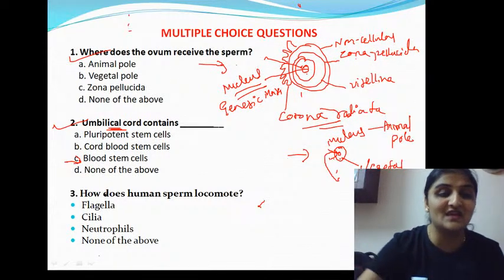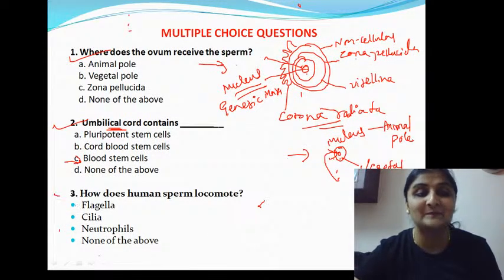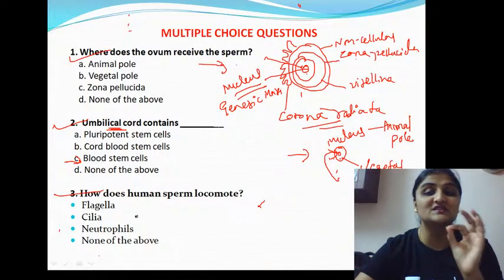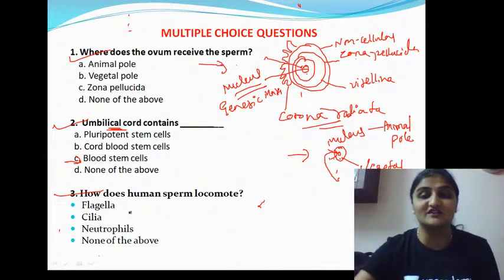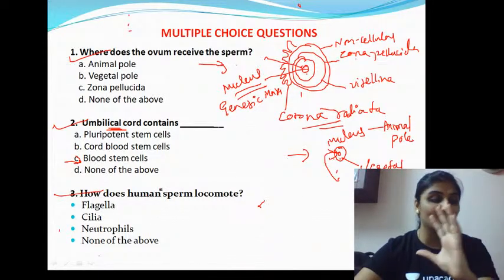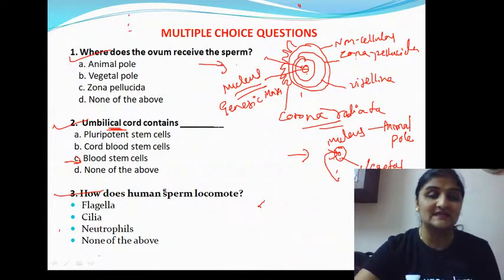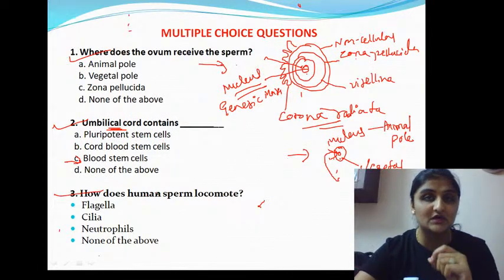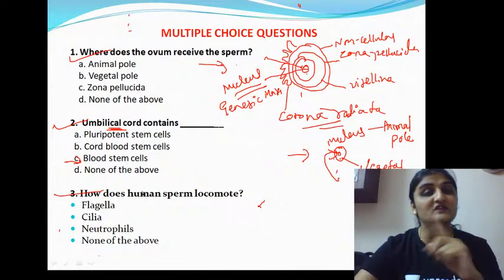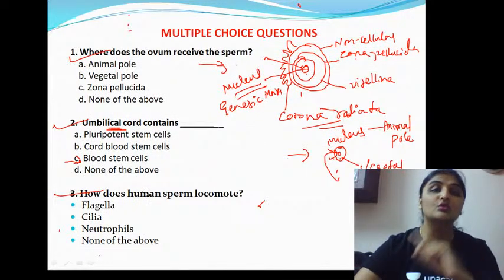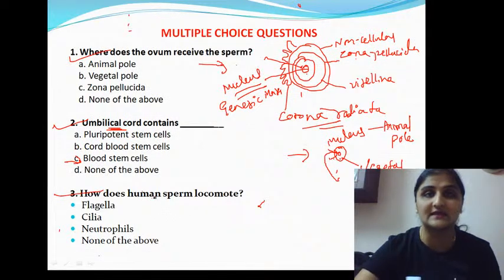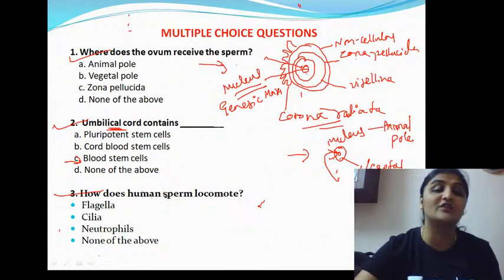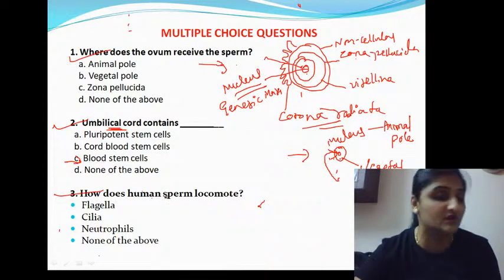Next we'll move to the question: how does human sperm locomote, students? Quickly start giving me answers for the third question. I'm waiting. Now I have just drawn the structure of the sperm, and I have told you how the structure of the sperm is. So which structure in the sperm is useful for the sperm to locomote, so it can arrive till the female body, till the fallopian tube? It can make the journey till the fallopian tube with the help of which locomotory organ, students?